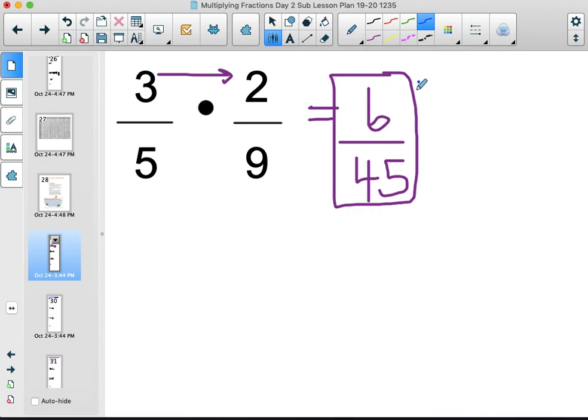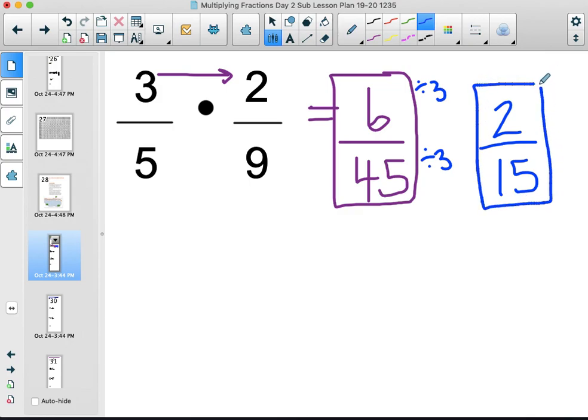Like, for example, oh, I know that I could divide 6 by 3 and 45 by 3. So maybe I get an answer of 2/15. And that is already simplified. So 2/15 would be the simplified version.